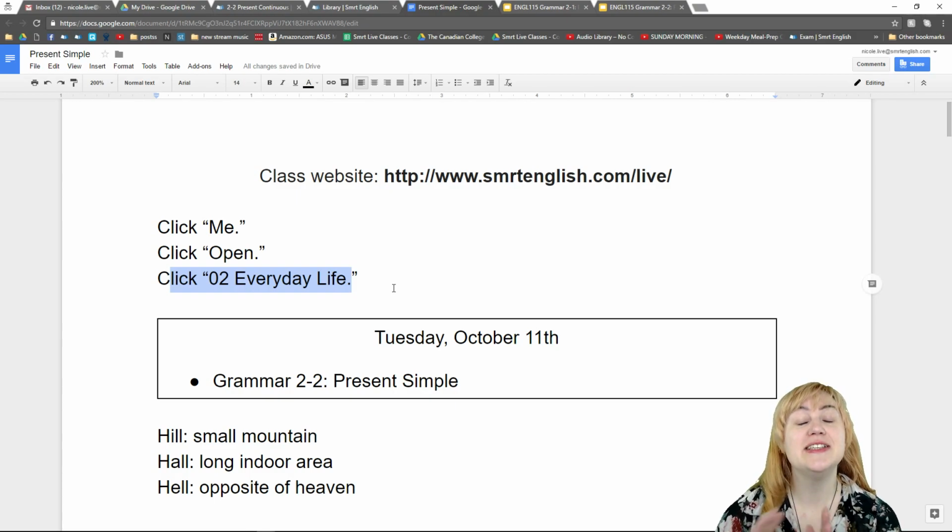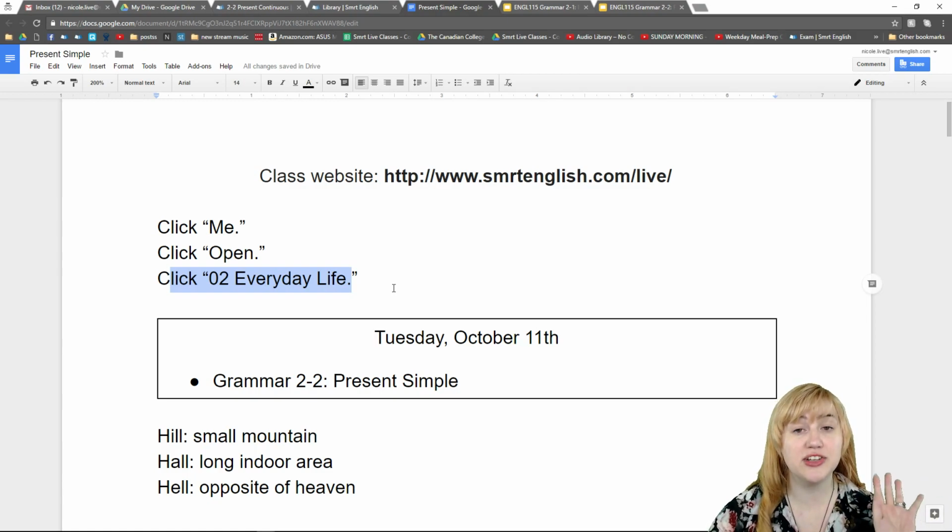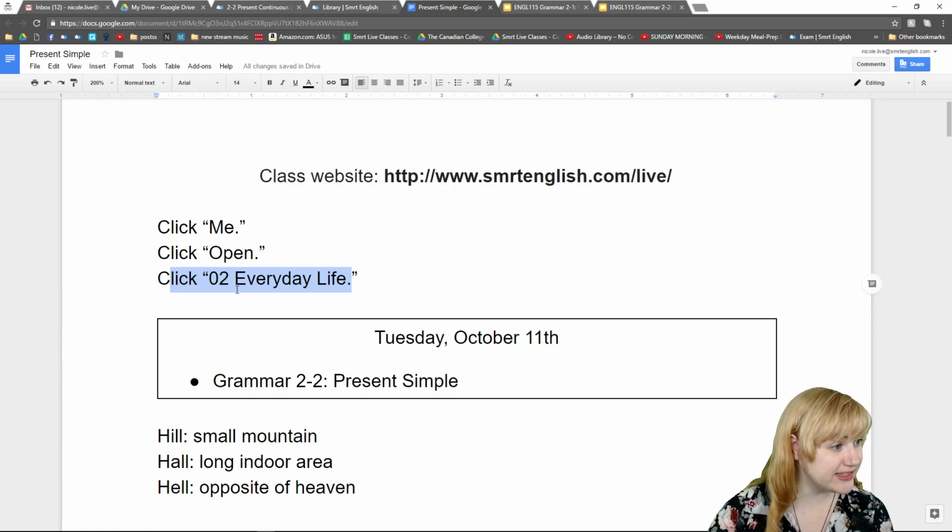We've talked about present simple before, especially for be verbs, but we haven't talked a lot about why we use present simple or some of the special spelling rules for present simple. So we're going to talk about those today. Before we get started, I'm just going to look at the chat and make sure there are no other questions.